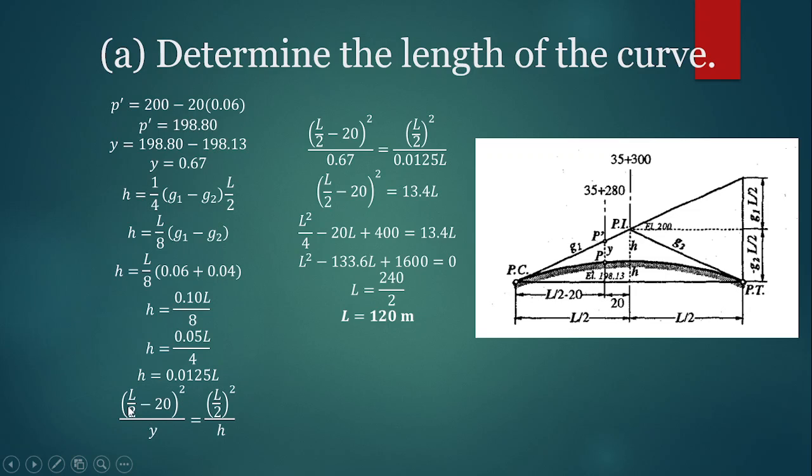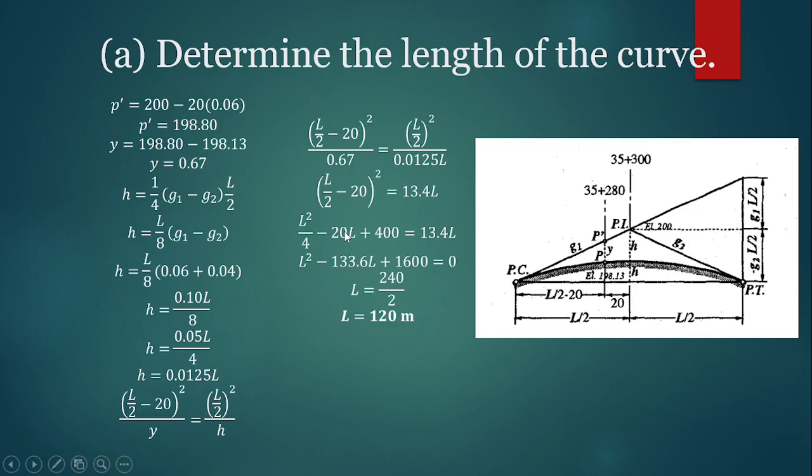specifically yung L natin. So L over 2 minus 20 squared over Y is equals to L over 2 squared over H. Ito yung value ng Y natin, pinalitan natin ng 0.67, and yung H natin ay 0.0125L. Since puro L naman yung missing, makukuha natin yung value ng L dito. Cross multiplying, L over 2 minus 20 squared is equals to 13.4 L. So L squared over 4 minus 20L plus 400 when expanded is equals to 13 over 4 L. Ayan ang magiging resulta.